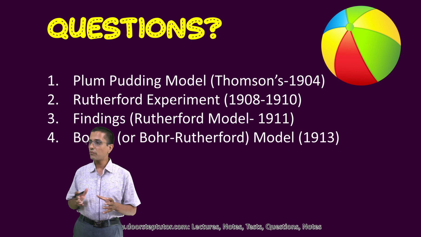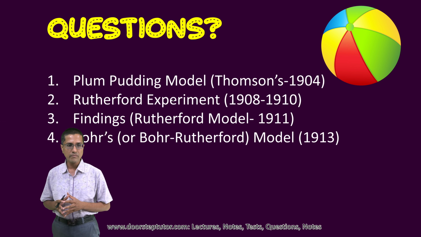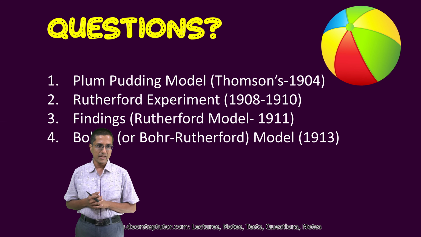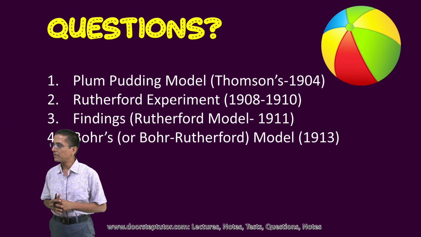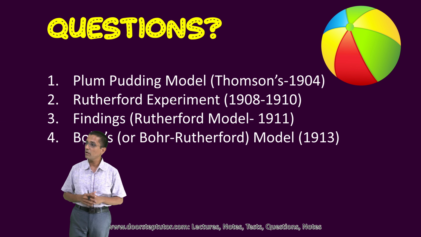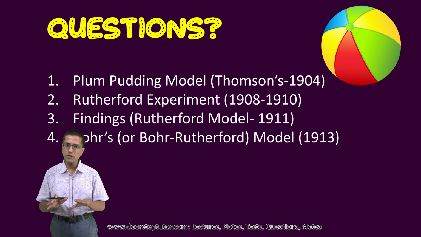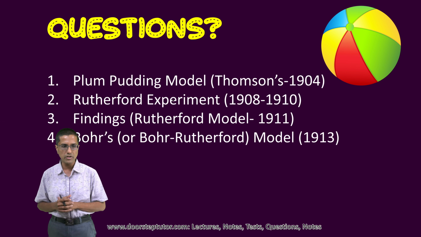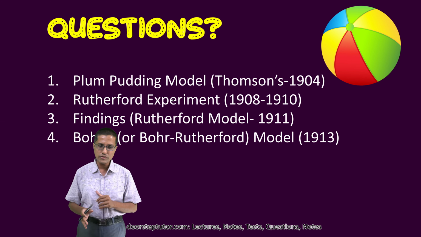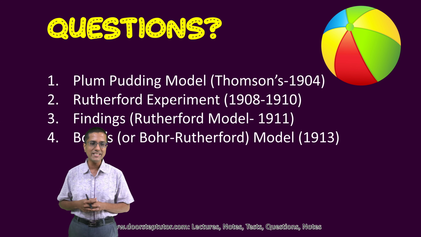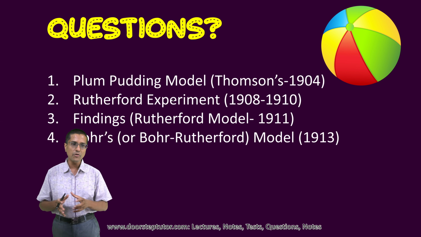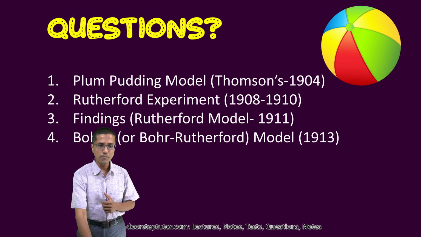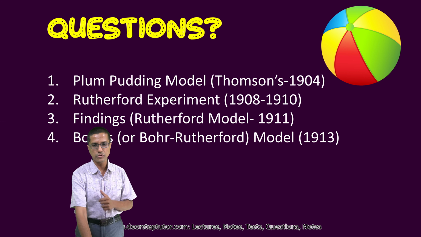Then came the Rutherford experiments, which were conducted from 1908 to 1910. The findings of the Rutherford experiment disproved Thomson's model. So Thomson's model was gone after that, and we came up with a new model, which was Rutherford's model. Rutherford's model, of course, like everything in physics, suffered from some drawbacks. So we had to improve it, and we improved it using Bohr's model.